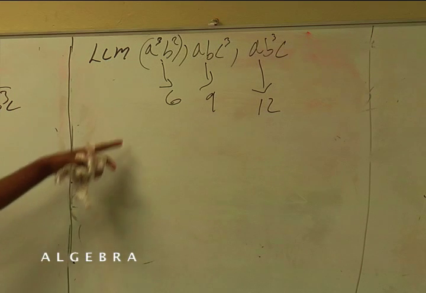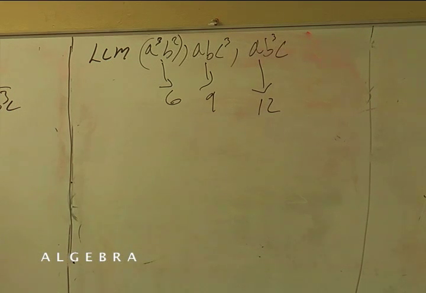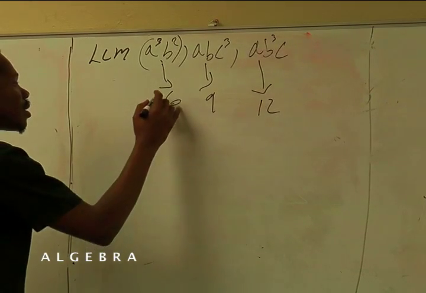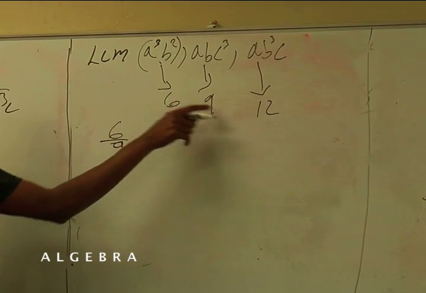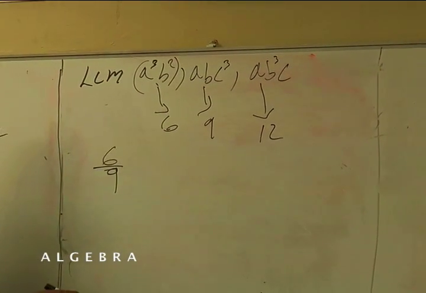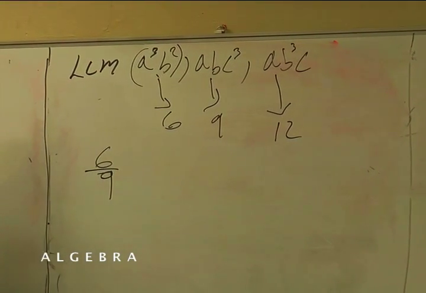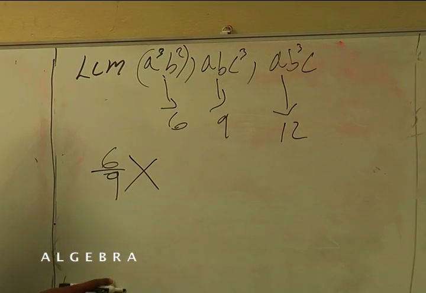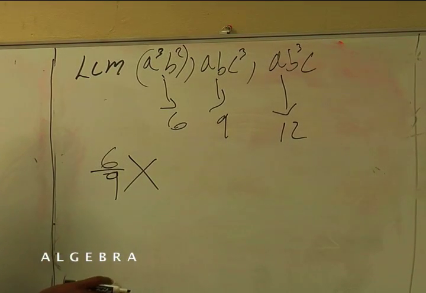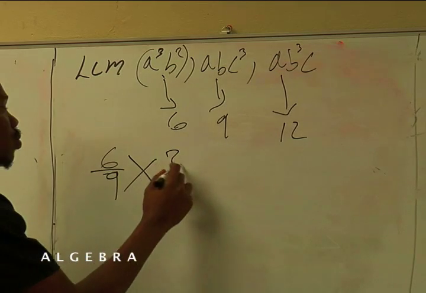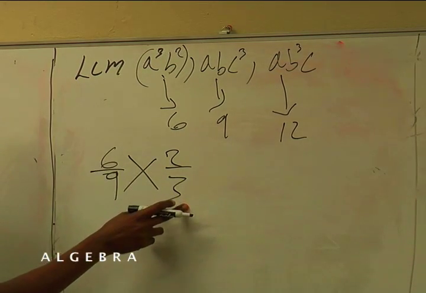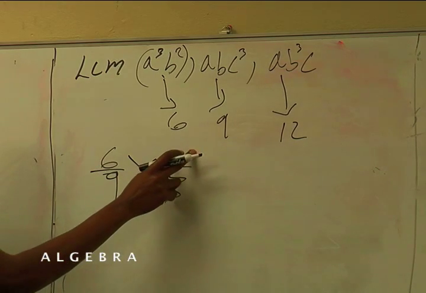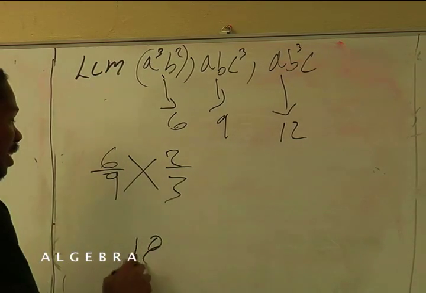Yeah, so the LCM must be higher than the highest number. Equal or higher. Sure. 6 over 9. You see that? 6 over 9. Crisscross. What's the smallest this can be? 2 over 3. And you cross multiply. 6 3s, 18. 2 9s. So the first LCM is 18.